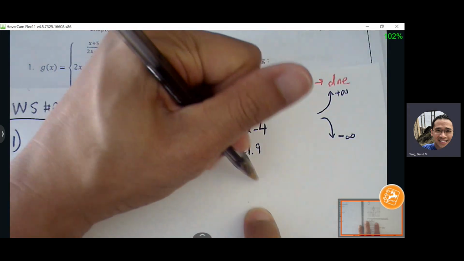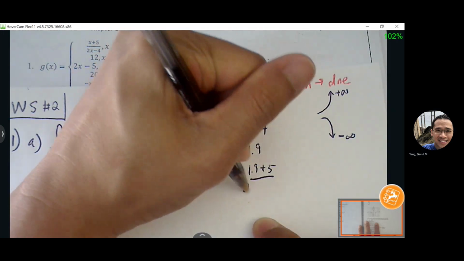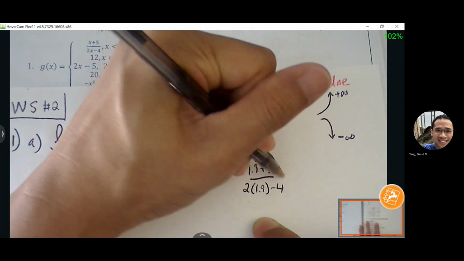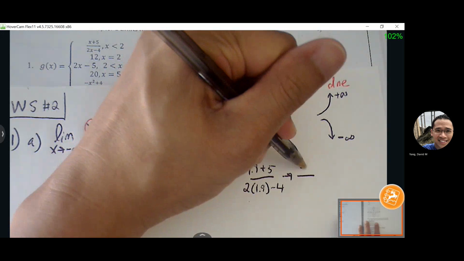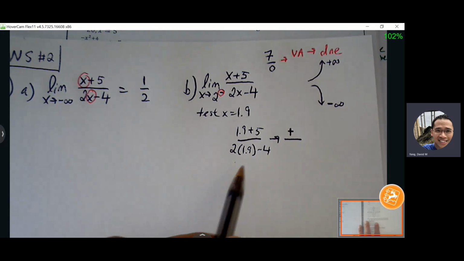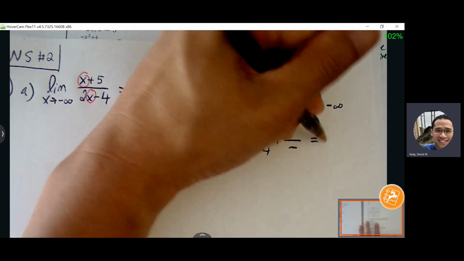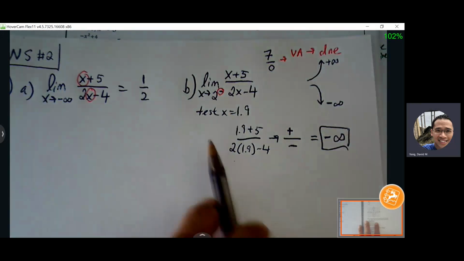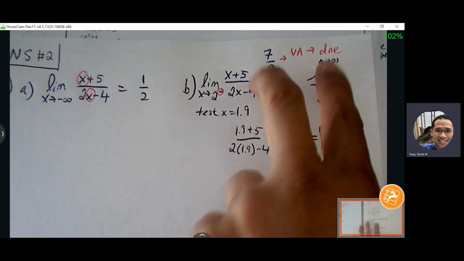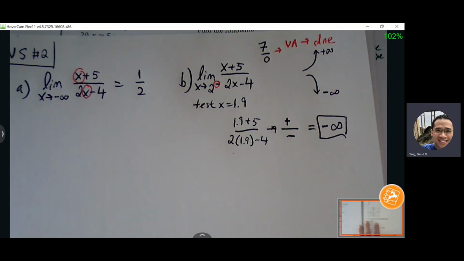So 1.9 for x, right? 1.9 plus 5. So numerator, we have positive. Denominator, we know 2 times 2 is 4, so 2 times 1.9 is less than 4, so 3 point something. 3 point something minus 4 is negative, therefore negative. All right, so we're really only doing this if we first confirm that there is a need to do that, right? We never play with decimals unless there's a vertical asymptote.